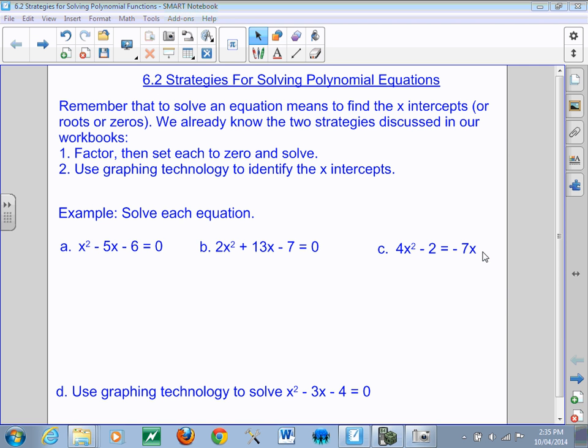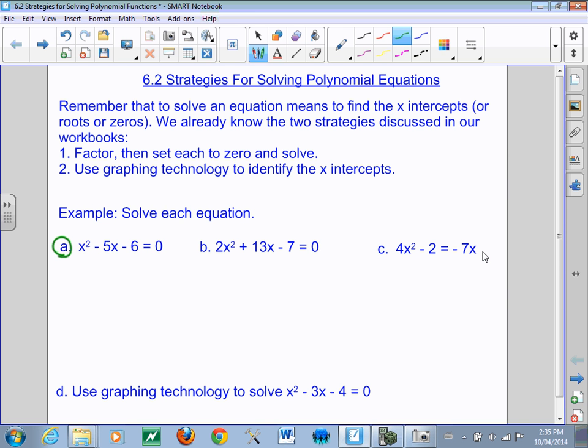We already know the two strategies discussed in our workbook: factor, then set each factor to 0 and solve, which is using the zero product property, or you can use the graphing technology to identify the x-intercepts. So let's take a look at our examples today. First of all, example A, we've got x squared minus 5x minus 6 equals 0.